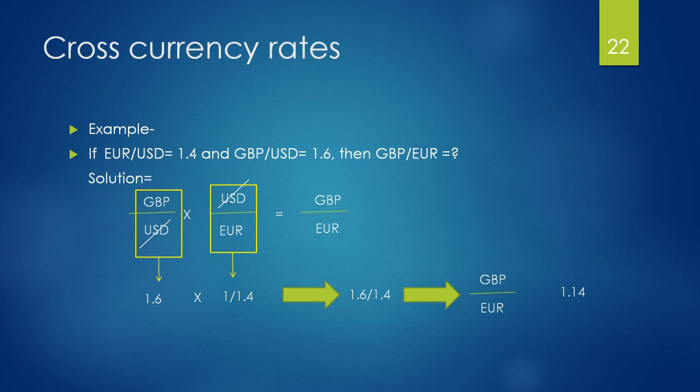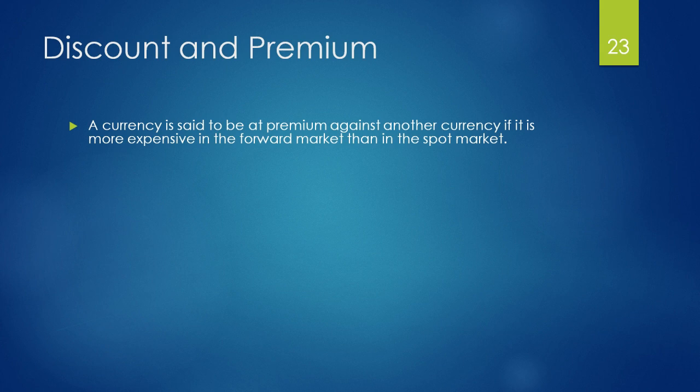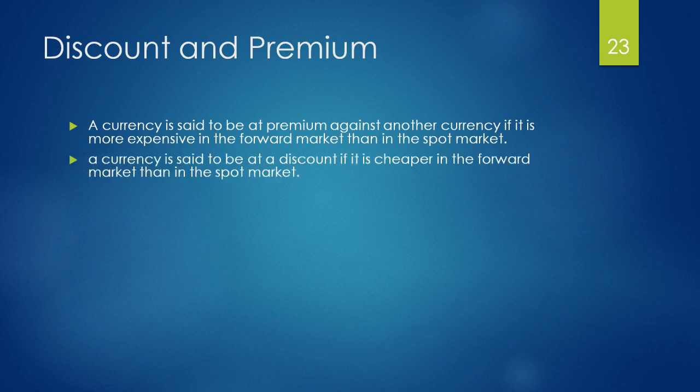Let us see another concept of discount and premium. A currency is said to be at premium against another currency if it is more expensive in forward market than in the spot market. In this case, its forward rate will be higher than its spot rate. This happens when the future spot rate is expected to be higher than the current spot rate. And now a currency is said to be at discount if it is cheaper in the forward market than in the spot market. In this case, its forward rate will be lower than its spot rate. This happens when the future spot rate is expected to be lower than the current spot rate.